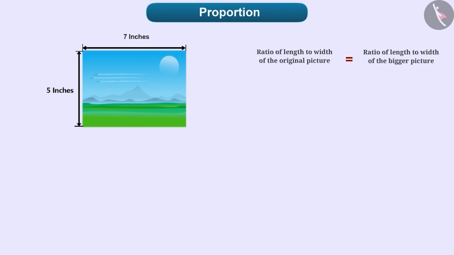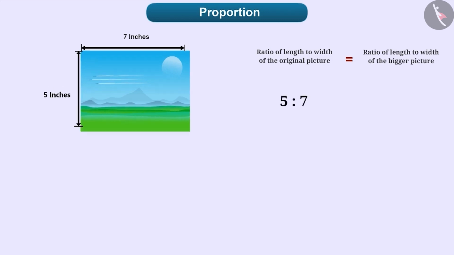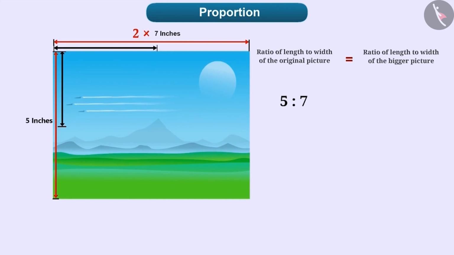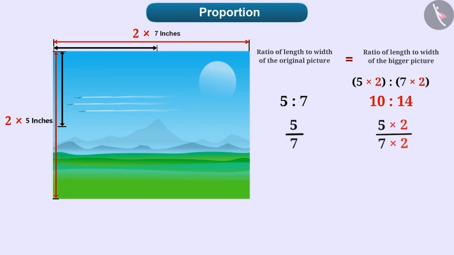Here, the ratio of the length to the width of the original picture is 5:7. If both the length of the picture and the width of the picture are increased by 2 times, then the ratio of the length to the width of the picture will be 10:14. By doing so, the picture will become bigger in size, but it will look exactly the same. Since the numerator and denominator of 5:7 are multiplied by the same number, we can say that 5:7 and 10:14 are equal ratios. If two ratios are equal, then we can say they are in proportion.